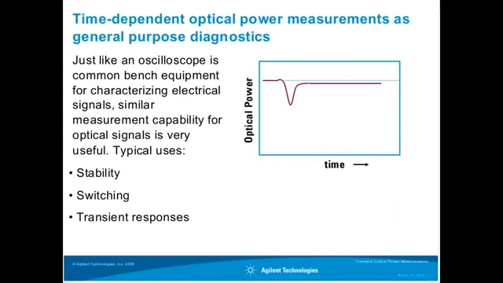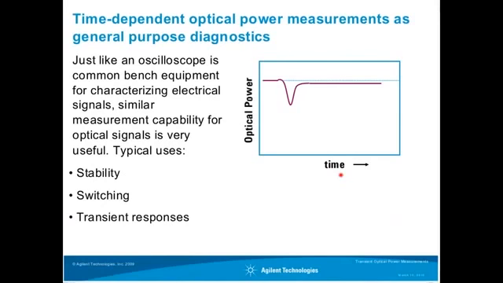So all through today, we'll be looking at a lot of graphs that basically look like this. We've got an optical signal where we're looking at the power changing over time. So like you probably recognize, this is very similar to a very common piece of bench equipment, the oscilloscope, and we're really getting similar functionality and use out of it as in the case of looking for optical signals.